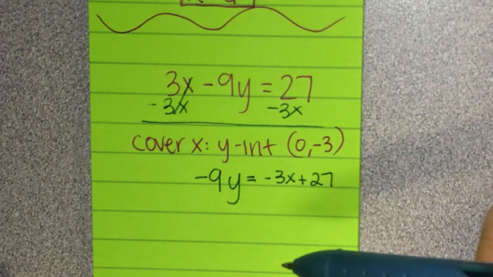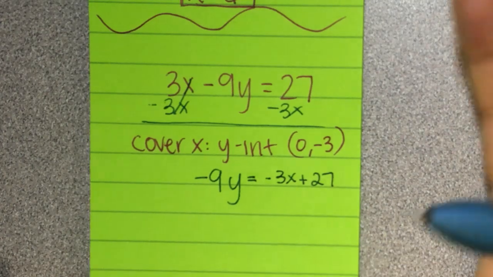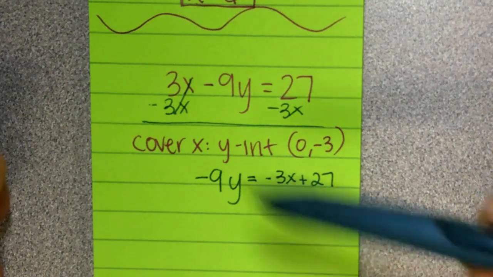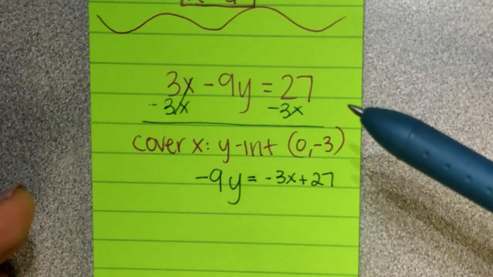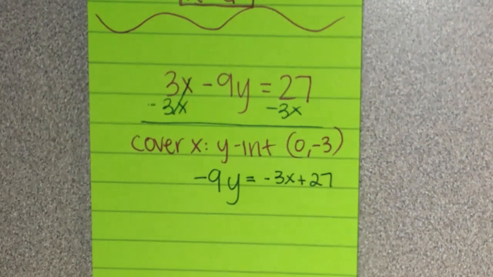But wouldn't you be able to put the points and then draw a line? Sure, but what if I don't have a graph? Yeah, you could put the points and draw the line, absolutely. But if I don't give you a graph, that's a lot harder to do, right? So you could do that as well.